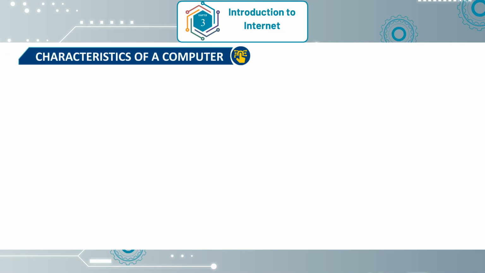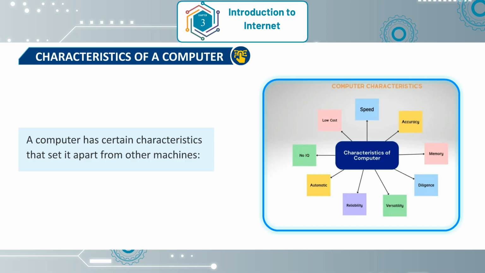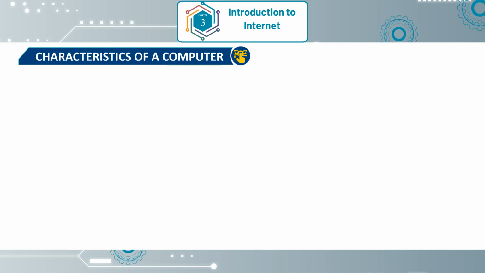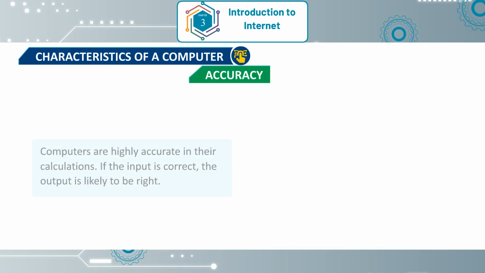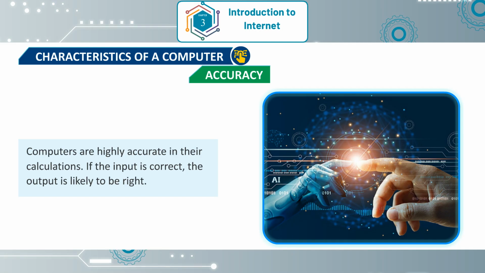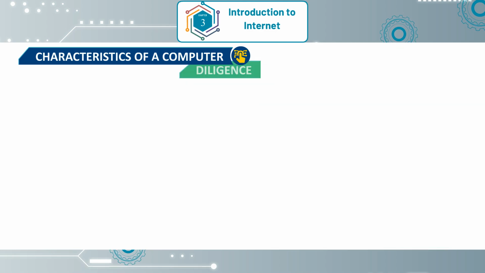Characteristics of a computer: a computer has certain characteristics that set it apart from other machines. Speed: a computer works very quickly. Its speed can be measured in instructions per second. A computer can perform large numbers of calculations in just a fraction of a second. Accuracy: computers are highly accurate in their calculations. If the input is correct, the output is likely to be right.